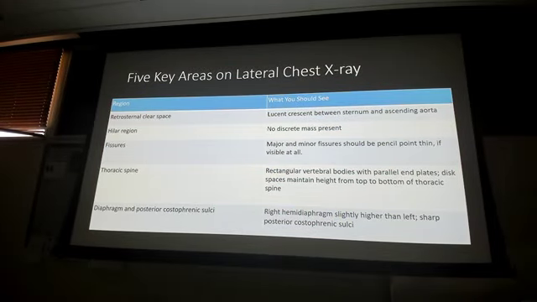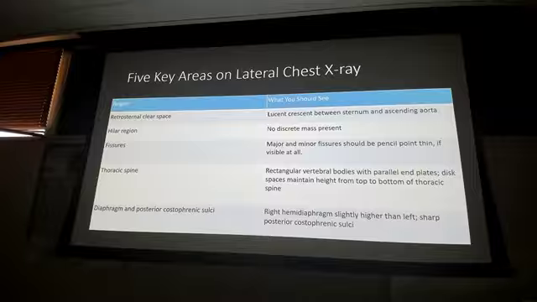Well, here's what we're going to find. So these are your 5 key areas in a chart form for you on the lateral chest x-ray that we're looking at. A couple of things. We're going to look at the retrosternal clear space and see what that looks like, because think about it, on a PA, if I got my sternum, what's behind it? What's going on behind it? I have no idea, because the sternum is dense and it's taking up all that radiation. I can't see behind the sternum.